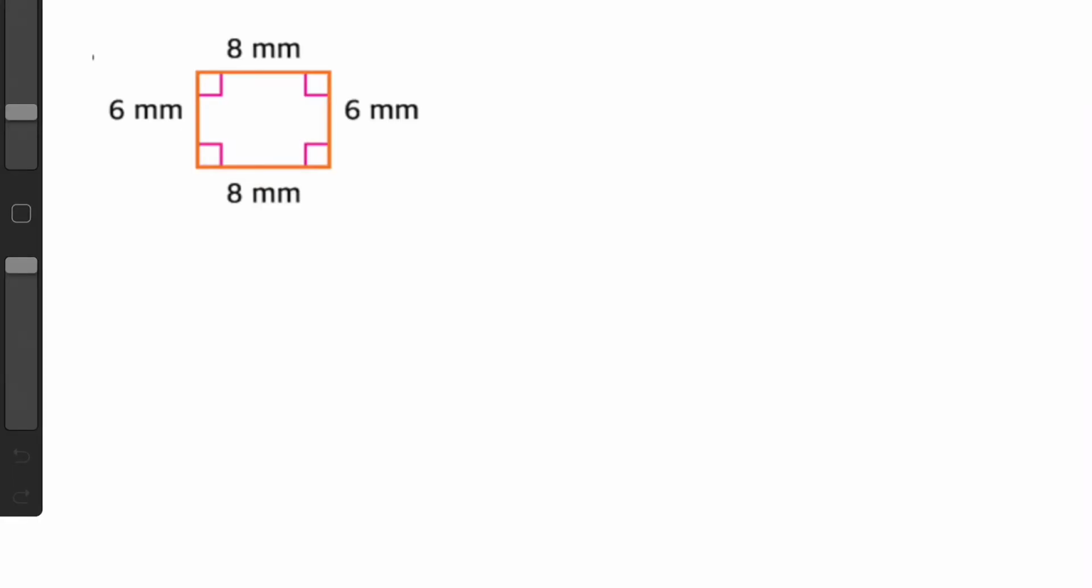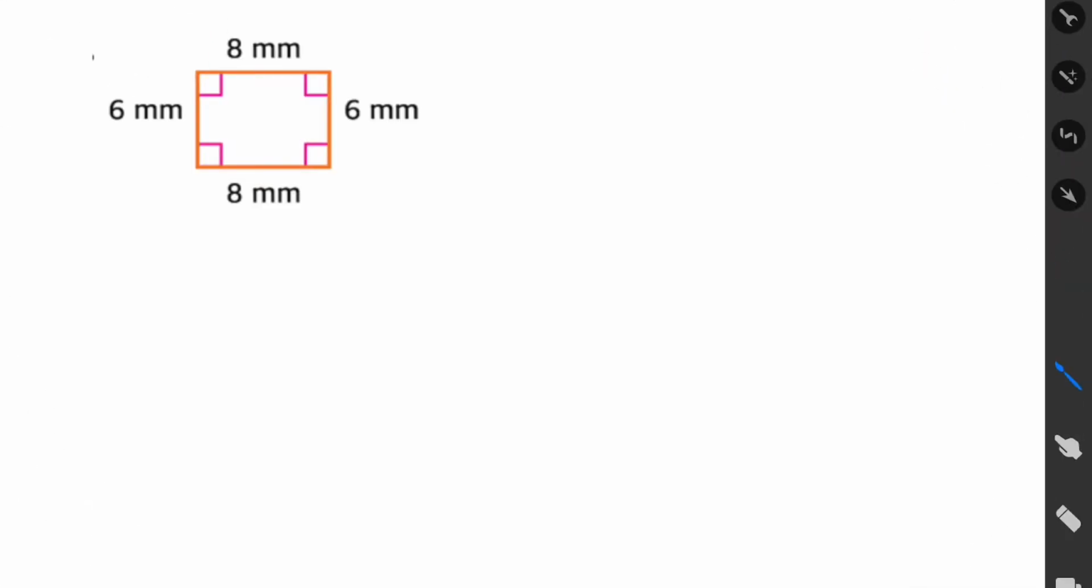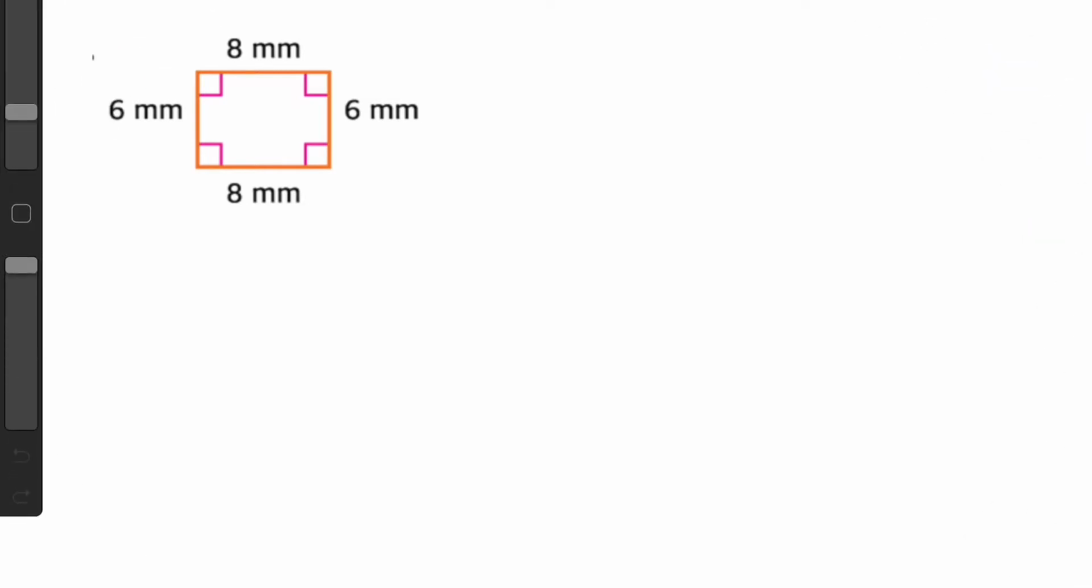Okay, now we're going to do some questions that you might see on your homework. So yeah, here we go. All right, today we are doing area, or no, we're not doing area and perimeter, we're just doing perimeter. So remember what I talked about in the video is that perimeter is every single side added together.